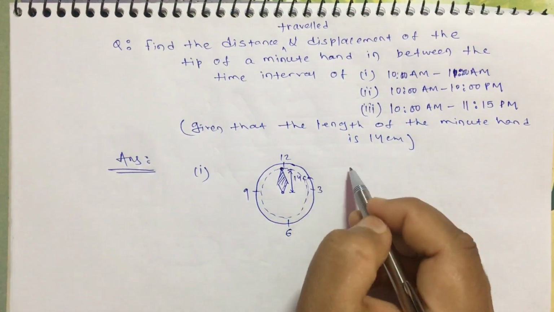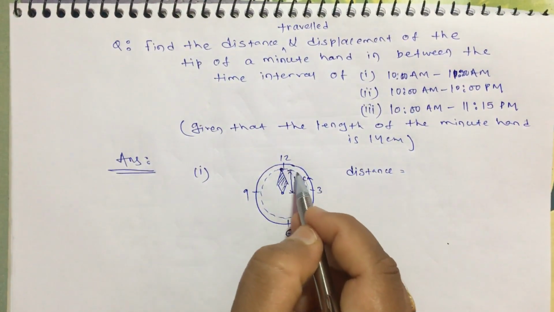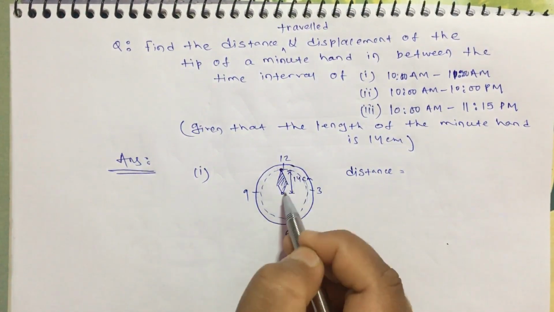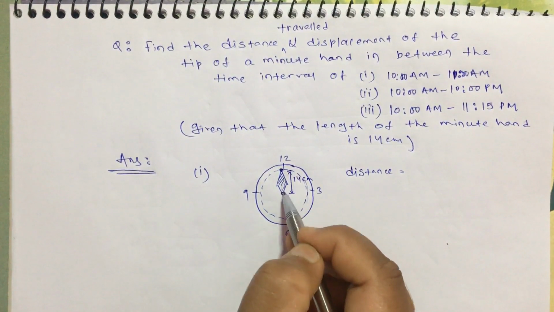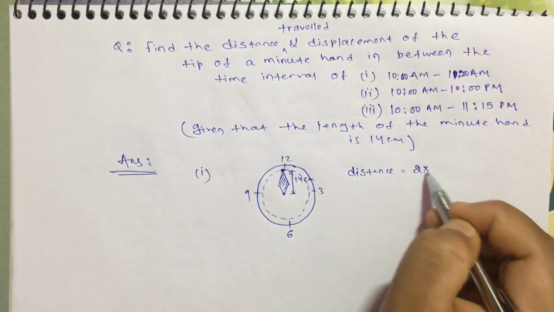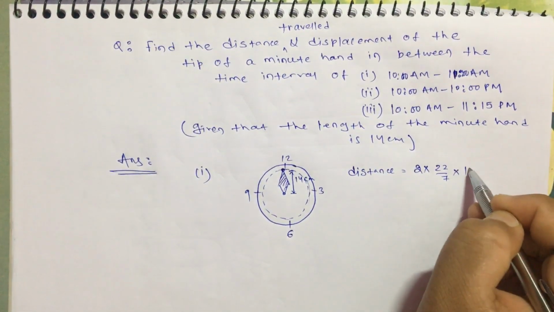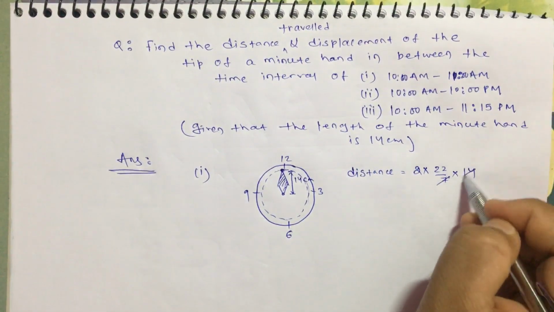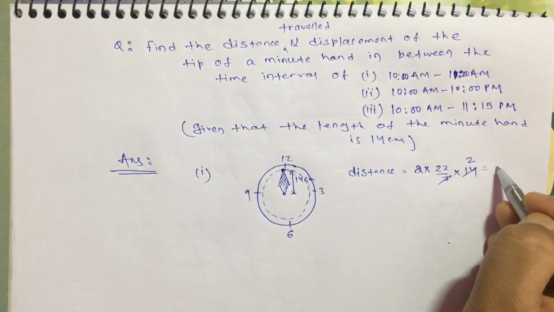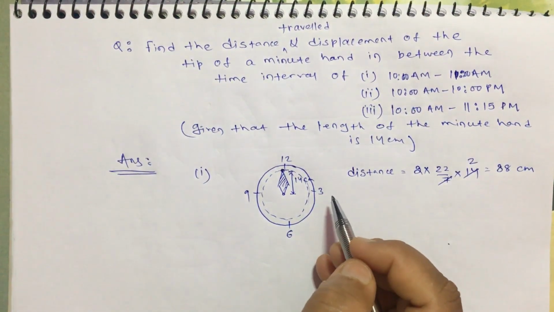So what will be the distance? It is very simple. You have to find this distance, which will be equal to 2 pi r. It is a circle and this length is nothing but the radius. So the perimeter is going to be 2 into pi, let us use the value 22/7, into r, that is 14 given. So the distance travelled will be equal to 22 into 4, that is 88 centimeters.